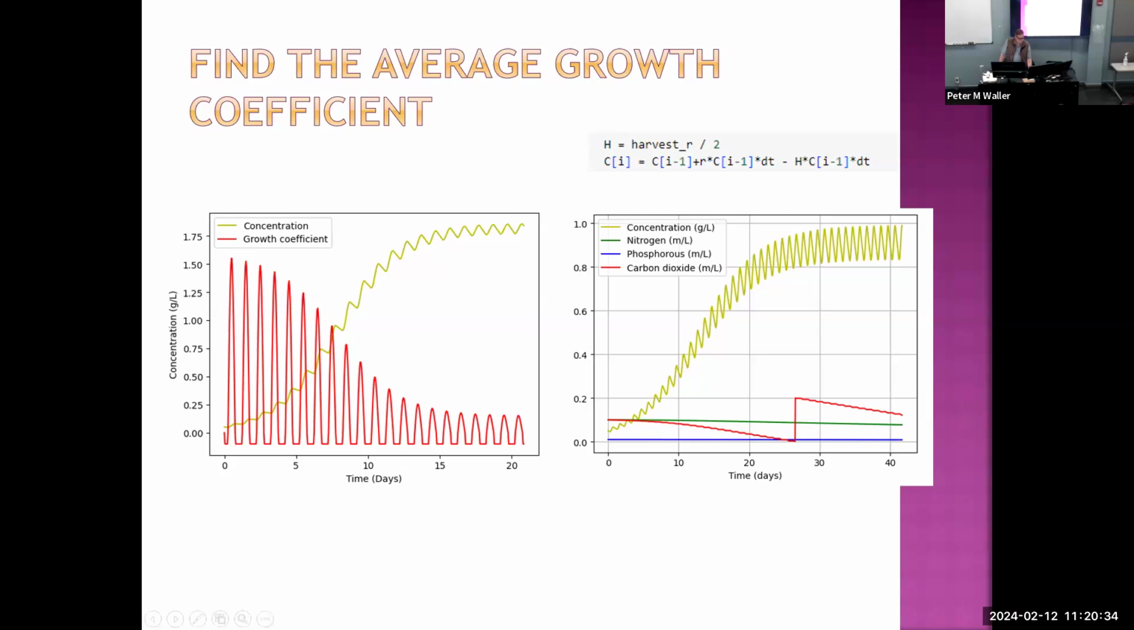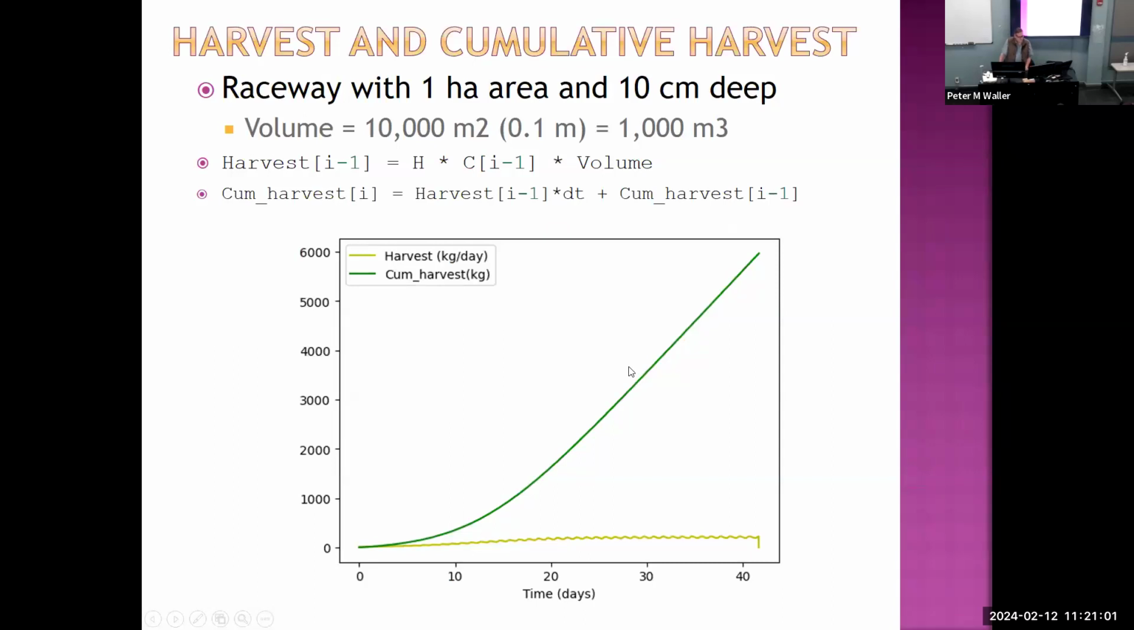And so one other thing I'd like you to notice is when we didn't have harvest, we reached our maximum at about 15 days. And when we have harvest, we don't reach our maximum till about 30 days. So it delays the increase in concentration. Okay. Then once we get our harvest, we want to see what the harvest rate is and what the cum harvest is.